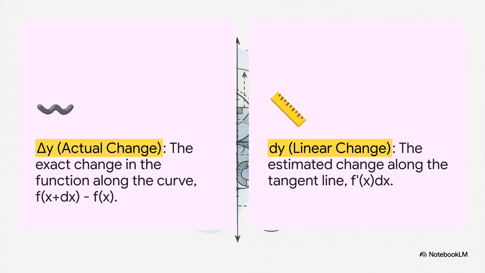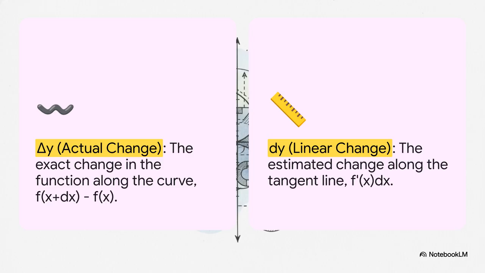Okay, to really wrap our heads around this, we need to get clear on two different ideas. On one side, you've got delta y. That's the actual, honest-to-goodness change along the curve of a function. Then you have dy. That's the differential. And that is our estimated change, the change we'd see if we just kept going straight along the tangent line at that point.